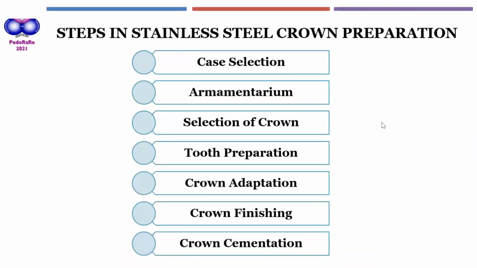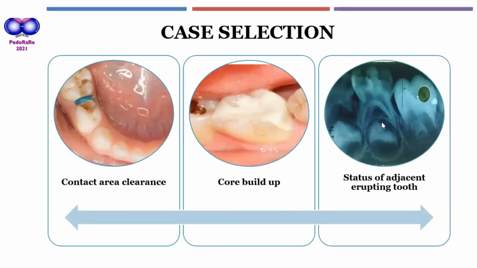Steps in stainless steel crown preparation. Most important, case selection. Once that's done, the procedure remains the same. Armamentarium, selection of crown, tooth preparation, crown adaptation, crown finishing, and lastly, cementation of the crown.